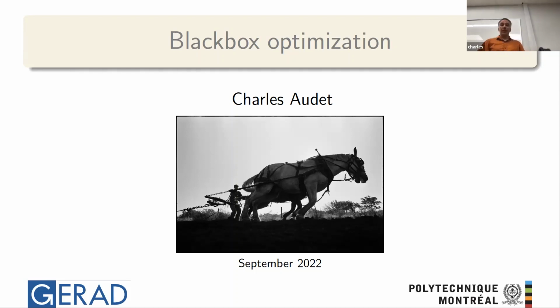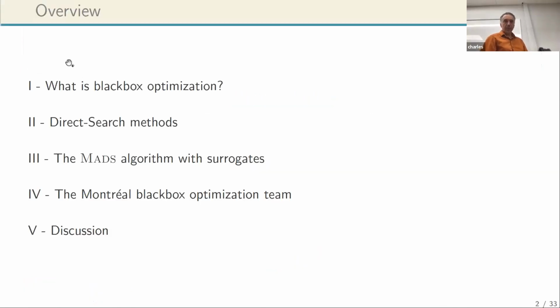Fait. Black box optimization is the subject of my talk today. So, brief overview of the talk. What's black box optimization? Explain to you the general context. Then move on with some methods that are designed to attack these types of problems, direct search methods. And in particular, I'm going to talk about the MADS algorithm using surrogate functions. And then I'll talk about our team here in Montreal and conclude.